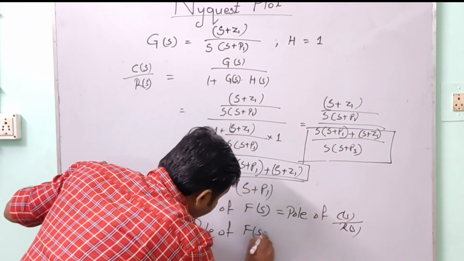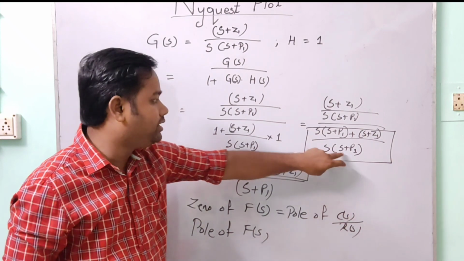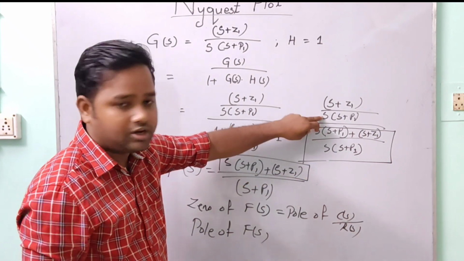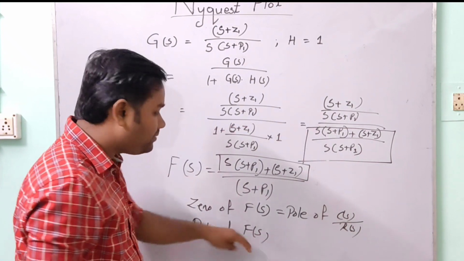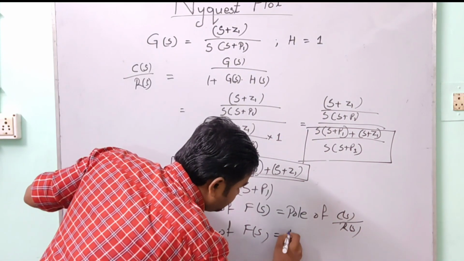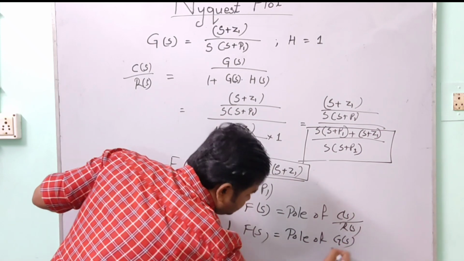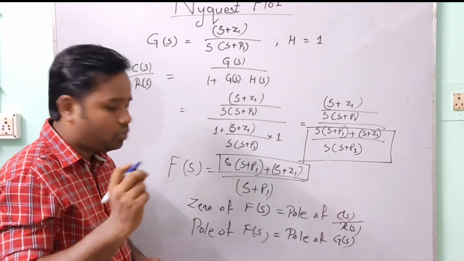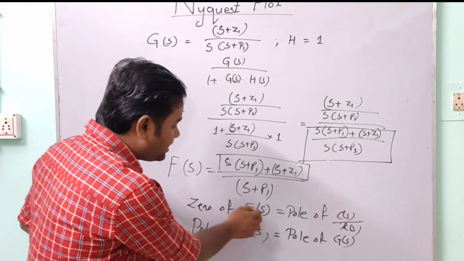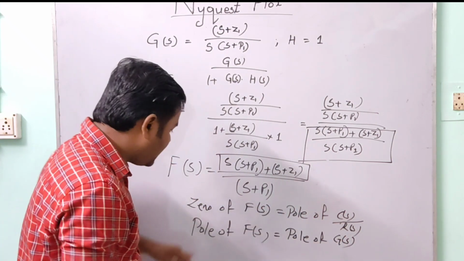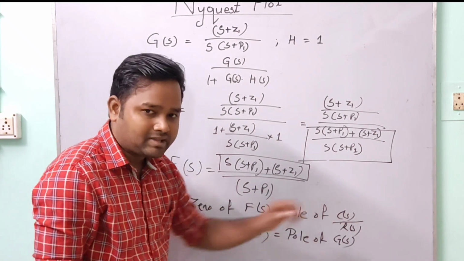The pole of F(s) is equal to s into (s plus p1), and this is the same thing as in the G(s) part. So the poles of F(s) are equal to the poles of G(s). From these two lines, we get that the zeros of F(s) are equal to the poles of C(s) by R(s), which is the transfer function, and the poles of F(s) are equal to the poles of G(s).